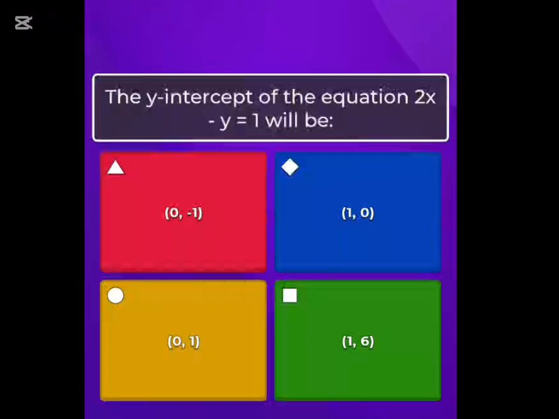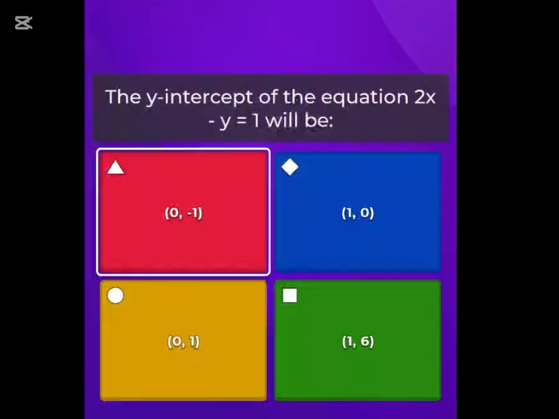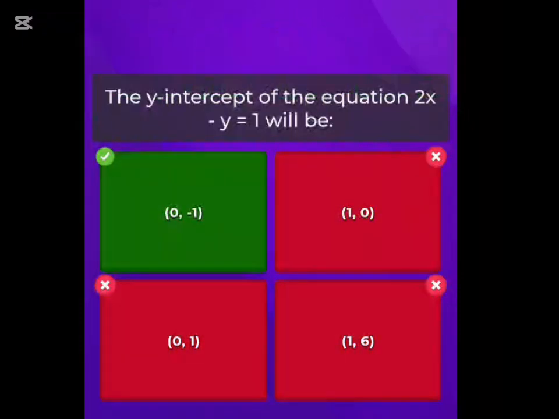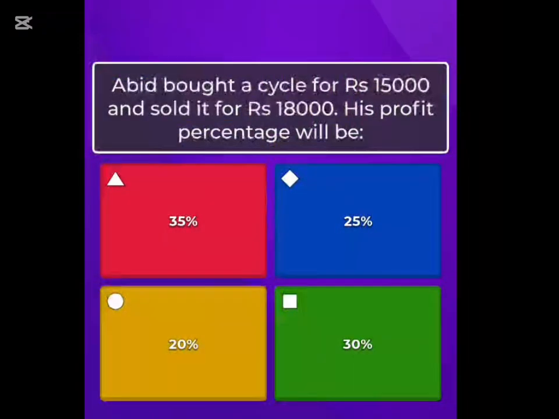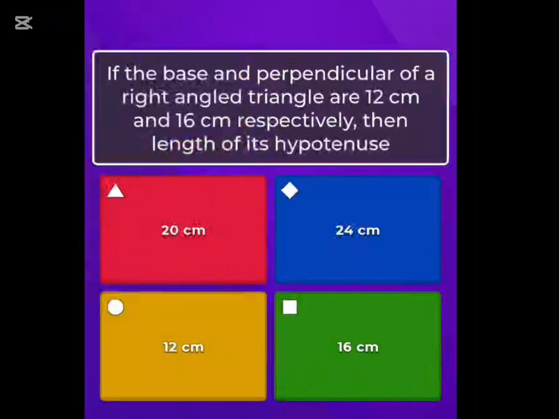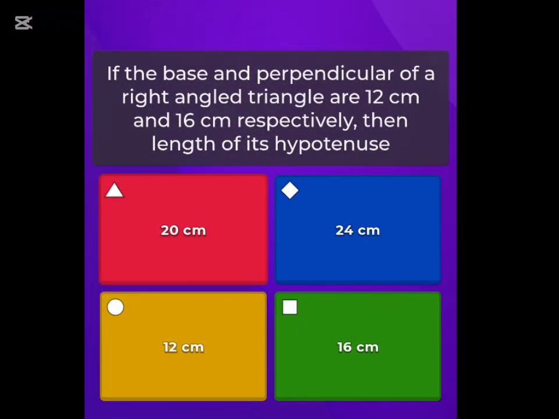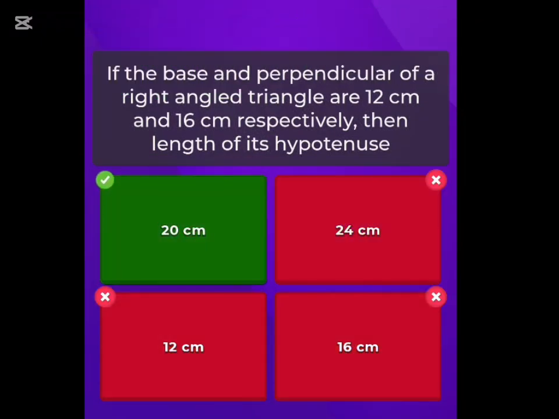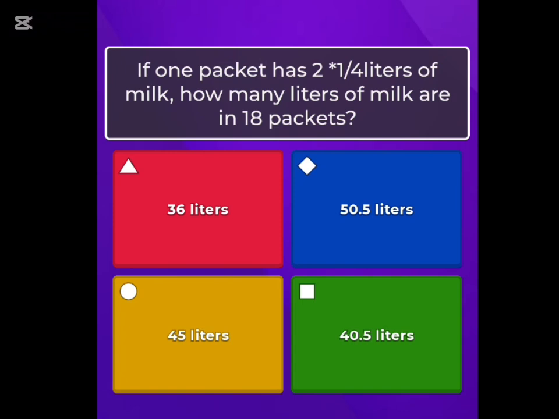Intercept of the equation 2xy equals 1 will be. Abid bought a cycle for 15,000 rupees and sold it for 18,000 rupees. His profit percentage will be. If the base and perpendicular of a right-angled triangle are 12 centimeters and 16 centimeters respectively, then length of its hypotenuse. It has 2*1/4 liters of milk.